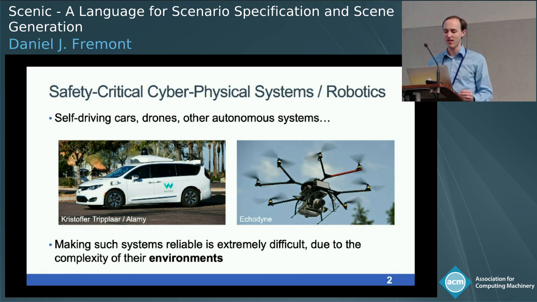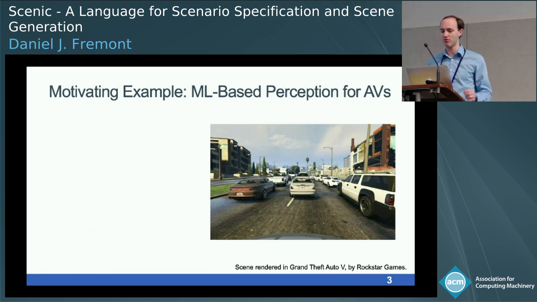Making such systems reliable is extremely difficult, and the primary reason for that is the complexity of their environments. If you think about an autonomous vehicle, for example, a camera on the front might record an image like this. There's a lot going on in that image, and in an attempt to understand what's happening, extract some meaning from that, and make decisions, people are using machine learning to do this kind of perceptual task.